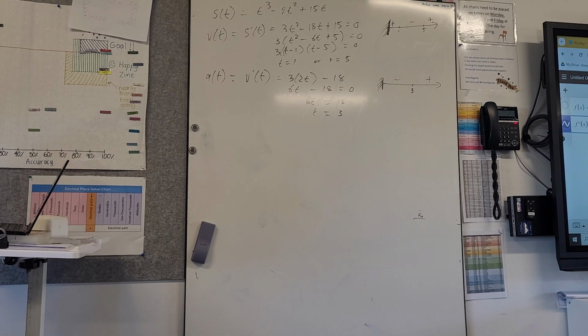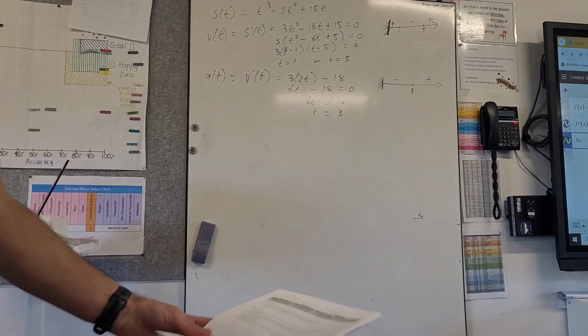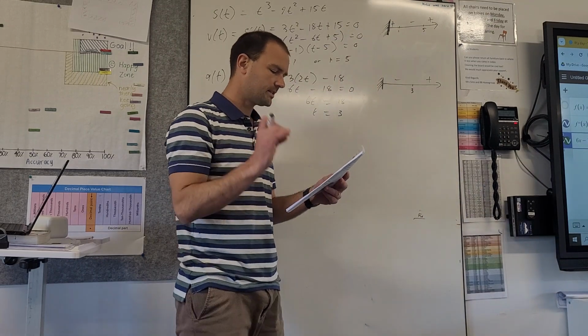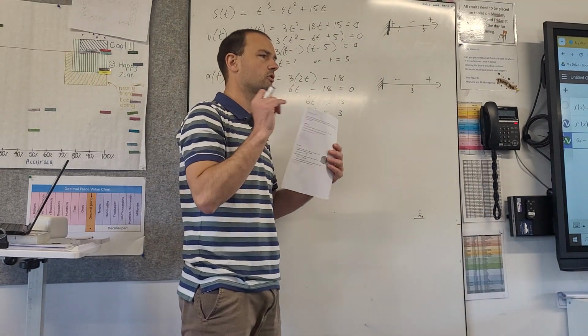Here it is here, or I can graph the function like this, 6x take 18, it's the same function. Okay, so you can use your calculator to support you to generate those sign diagrams. So that's part A, that's complete. Any questions? Part B, find the particle's position and time when it changes direction.